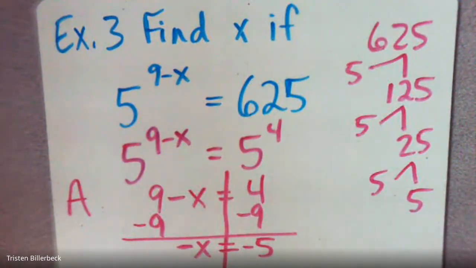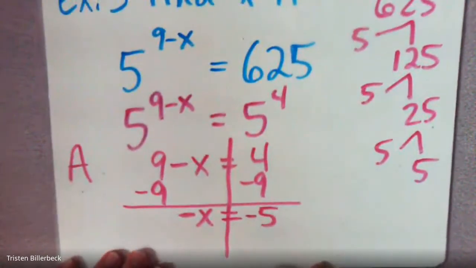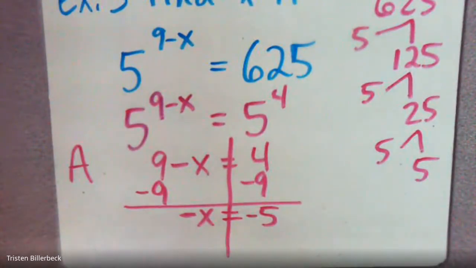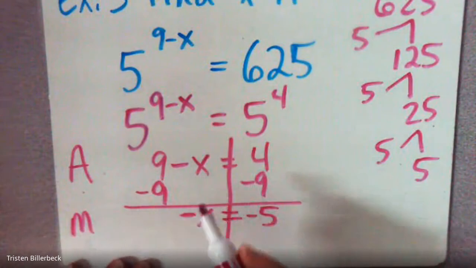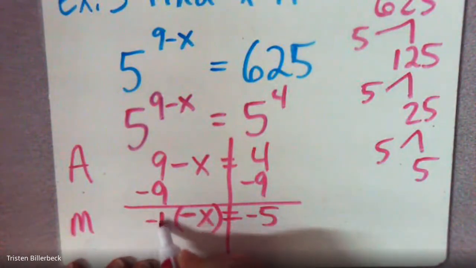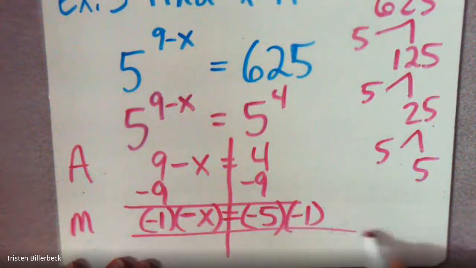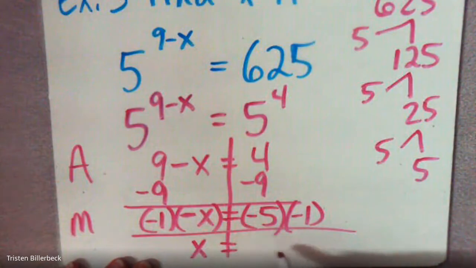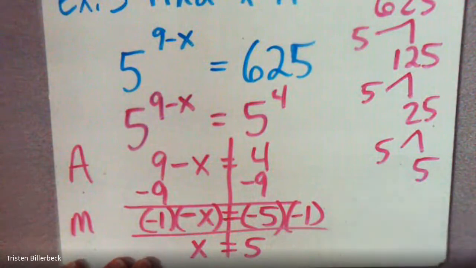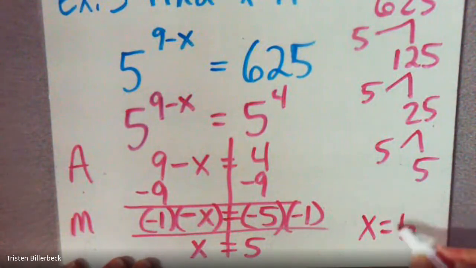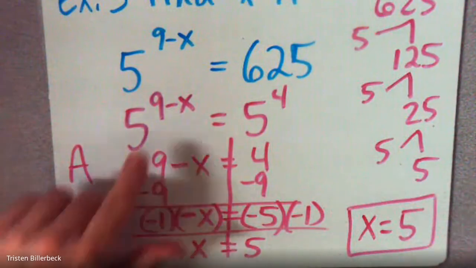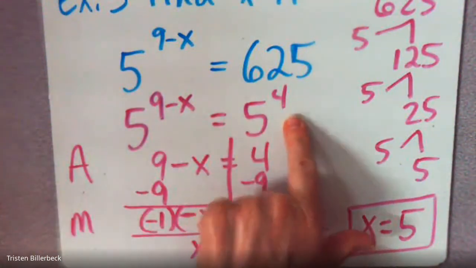Wait a second, I've got 2 negatives. I need to get rid of those negatives. So at this point, I can either multiply by negative 1 or I can divide by negative 1. Since you guys prefer multiplication, let's just multiply. So we're going to multiply by negative 1, multiply by negative 1, and that gives us x equals 5. So our answer to this is x equals 5. And if we check it, 9 minus 5 is 4, and that's what we wanted.